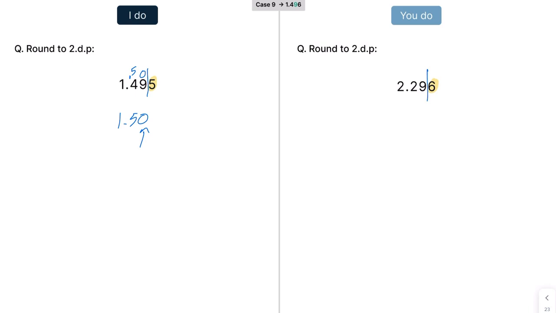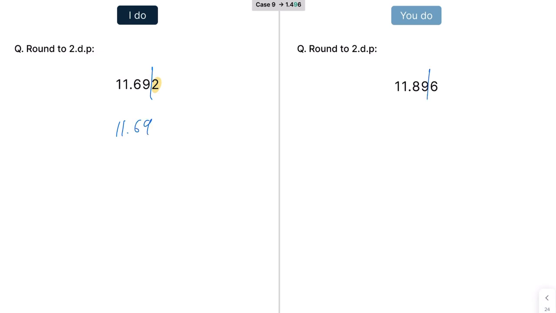So the decider is a 6. That's telling me the 9 rounds up. So after 9 is 10. 2 plus 1 there is 3. So my answer is 2.30. Again, draw the line. Look at the decider. So in this case, the decider is less than 5. So I'll leave the answer as that.